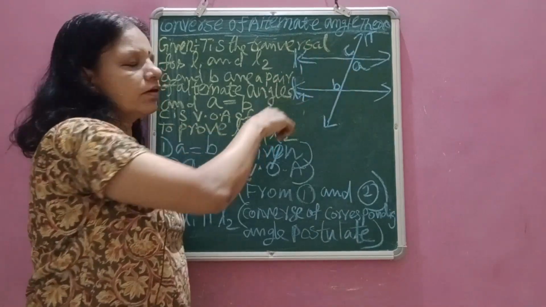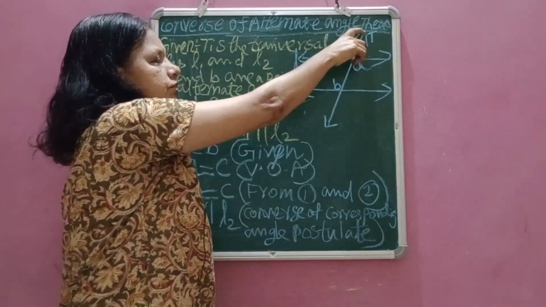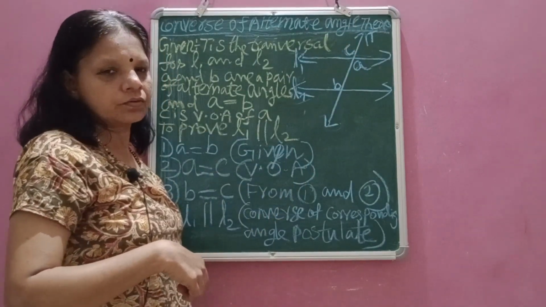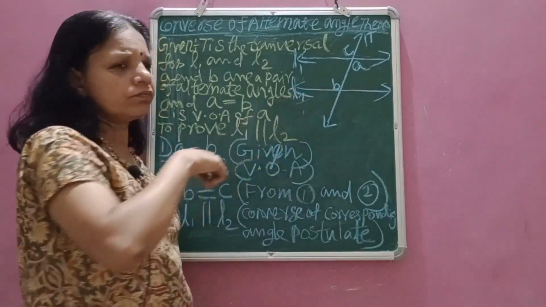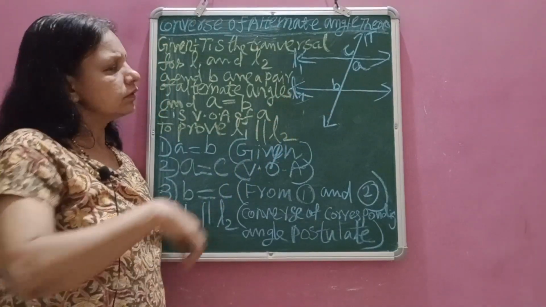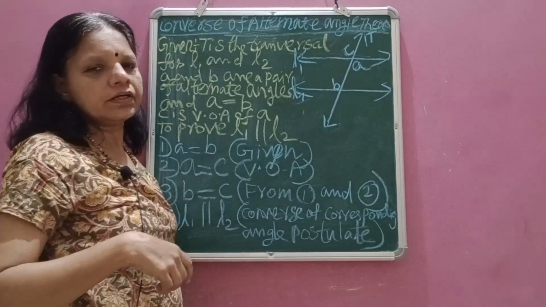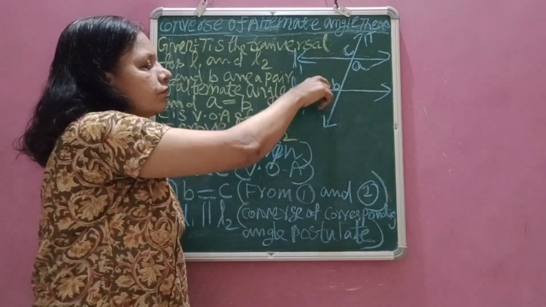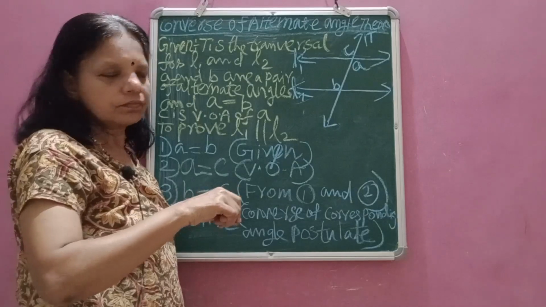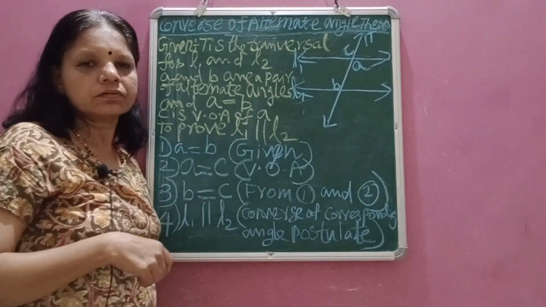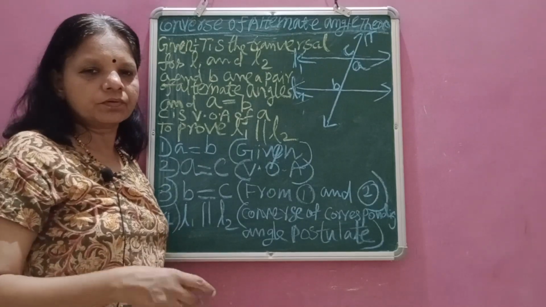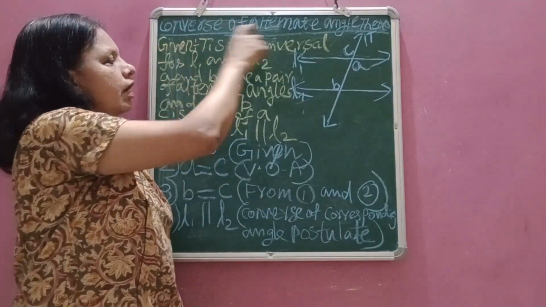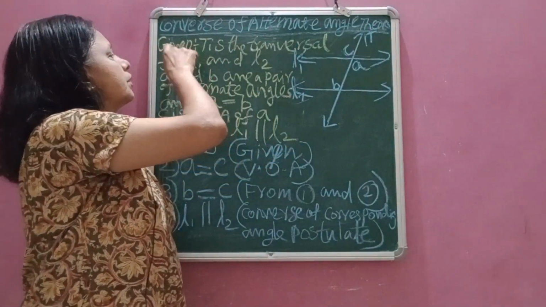Draw two lines, that is L1 and L2, and there is a transversal T intersecting both the lines L1 and L2. A and B are one pair of alternate angles and C is the vertically opposite angle of A. Also given that A is equal to B. To prove L1 is parallel to L2. Clear? Given and to prove are interchanged when it is converse. So, after drawing the figure, you have to write given.